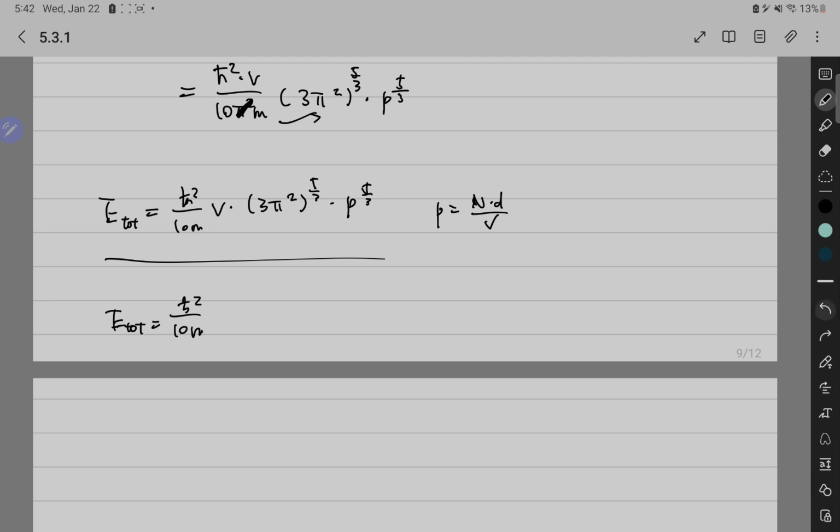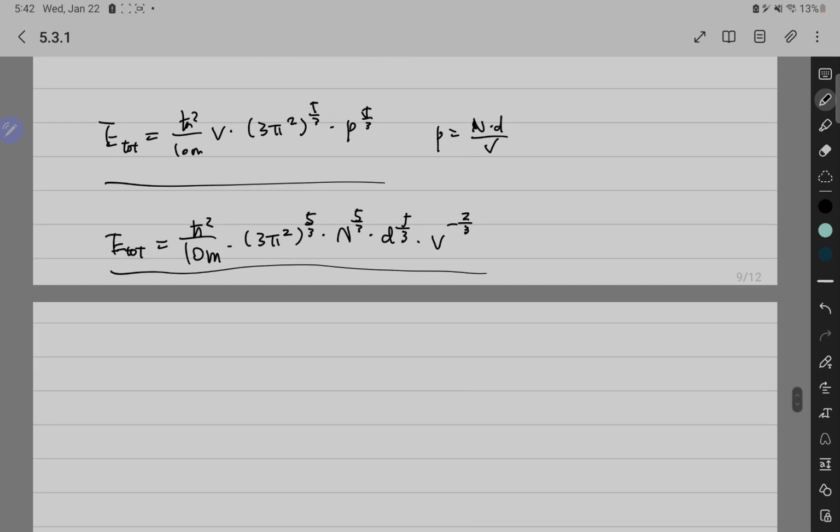h bar squared over 10m times 3 pi squared to the power 5 over 3 times N to the power of 5 over 3 times d to the power of 5 over 3 times V to the power of negative 2 over 3. This is the final expression for our total energy of the Fermi sphere, and it depends on the volume.